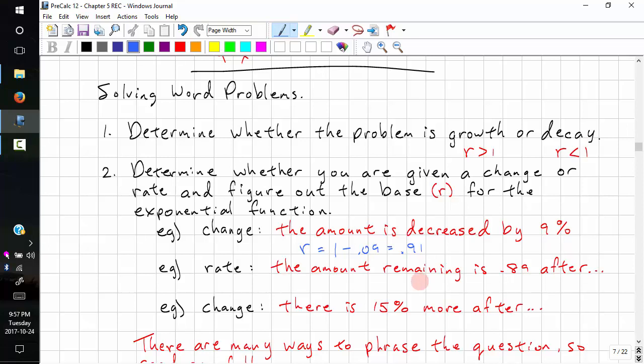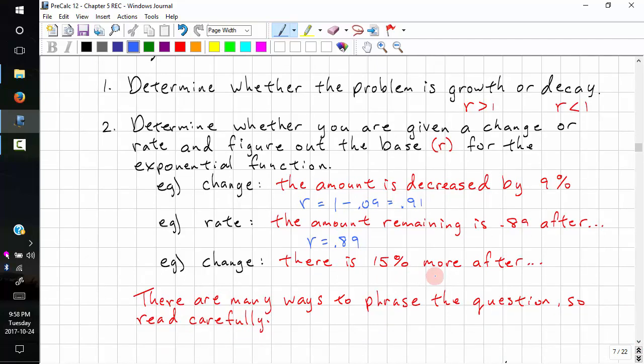The amount remaining is 0.89 after... This is a rate. It says the amount remaining is. So our rate, and since this is already a decimal, that's a number, 0.89. So here we had a percentage, we needed to convert it to a number. Here we're already given a number, we don't need to divide by 100.